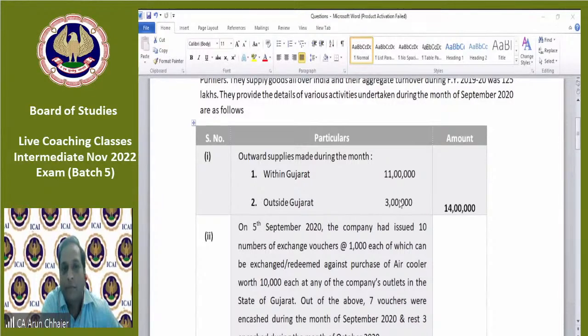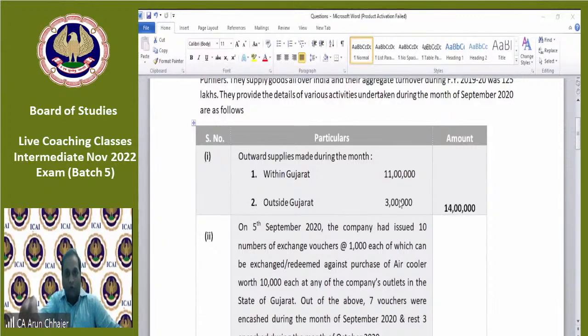It is related to the time of supply, for which a provision has been given in section 12, subsection 4 for goods, and section 13, subsection 4 in case of services. Time of supply for the voucher. What is that provision? If it is identifiable, kindly tell me what is the time of supply.